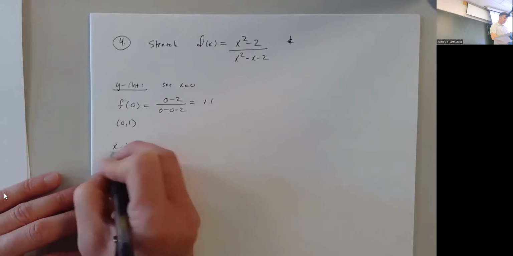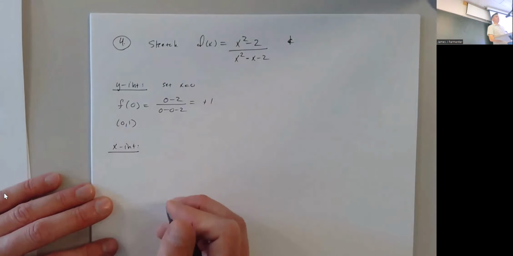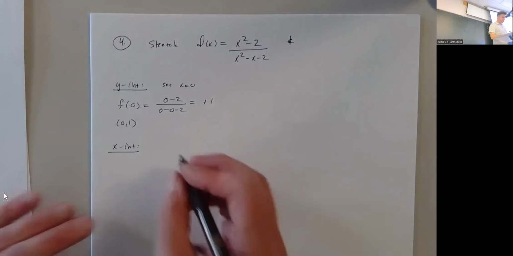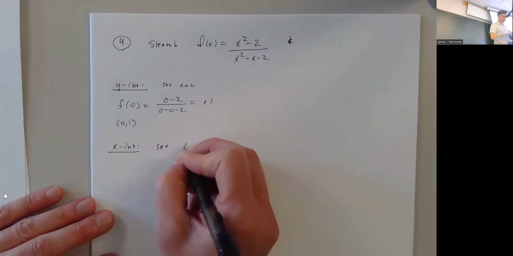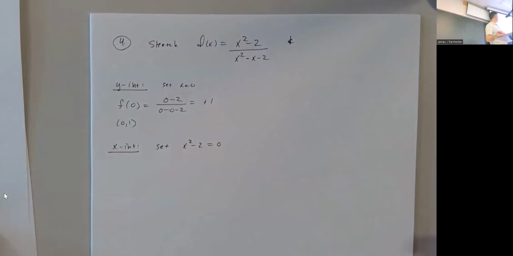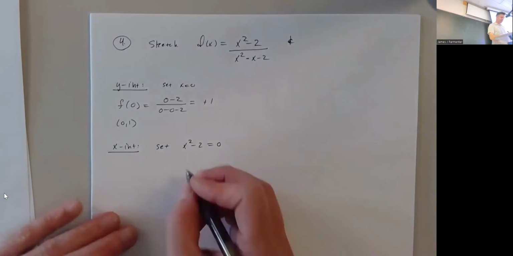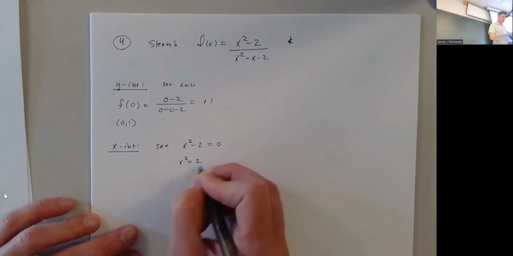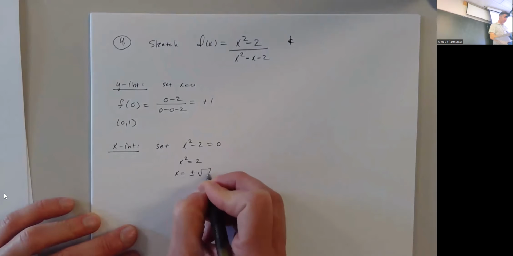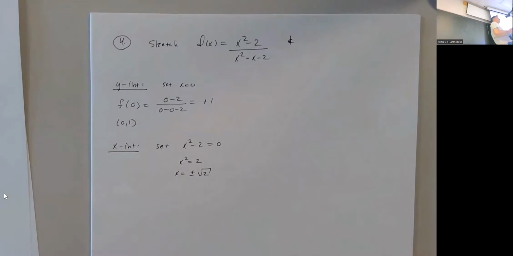X-intercepts. We set y equal to 0. But really, when it comes down to a rational function, you're just going to be setting the numerator equal to 0. So this is the part that I was referring to that's going to be a little bit less nice than usual. If we set the numerator equal to 0 and solve for x, we're going to end up getting x squared equal to 2. x is going to be plus or minus the square root of 2.